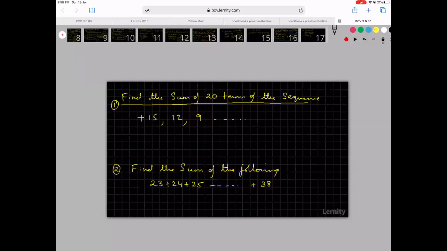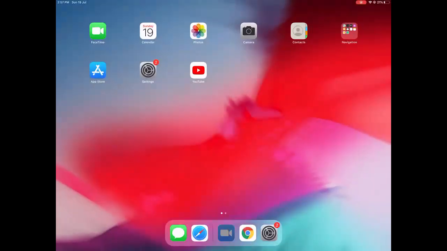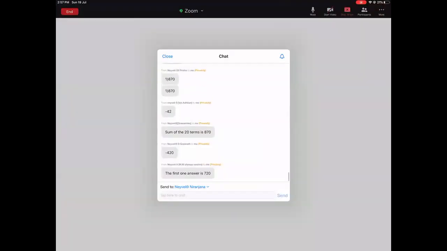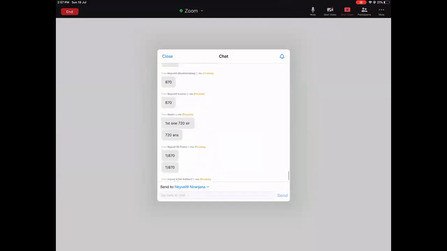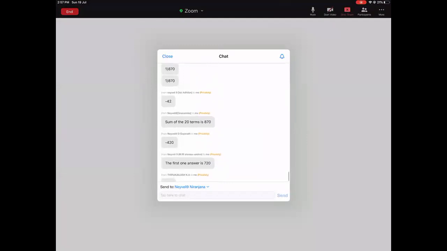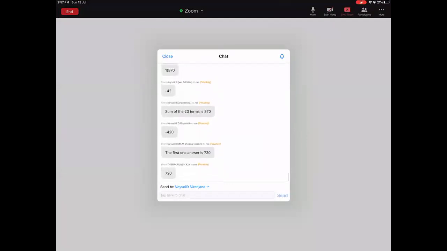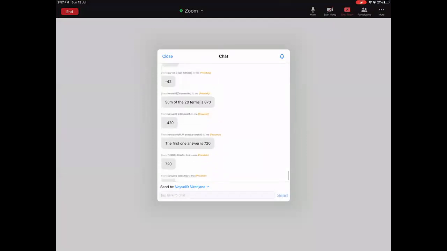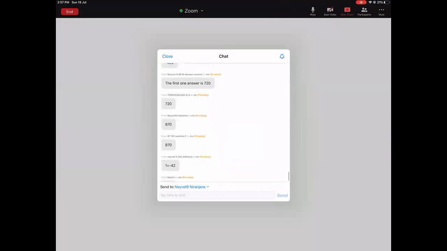First one, we get 15, 12, 9, and so on. Find the sum of 20 terms. So let me write down S, and first let me check if any answers have come. Okay, quite a few answers have come. 870 is the answer for which one? Sum of 20 terms.